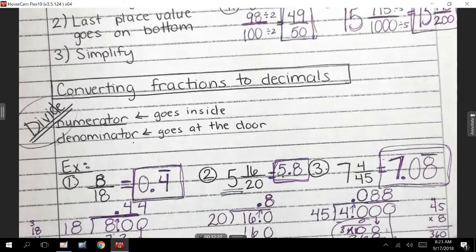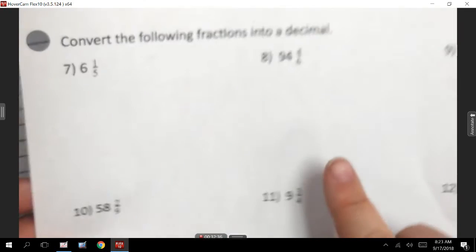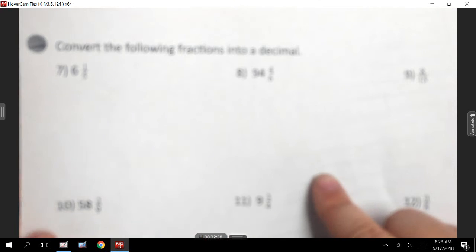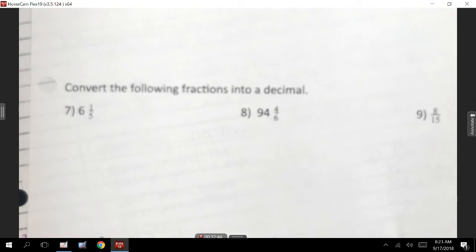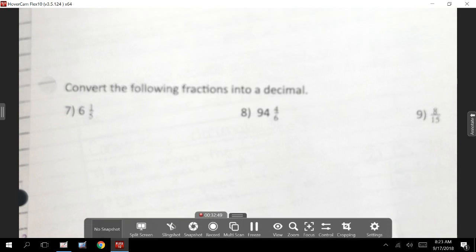All right, your homework tonight, we have 6 problems that we're going to practice making them fractions. And then we have 6 problems where we're going to practice making them decimals. All right? So, your work, there's plenty of space for you to do your work.